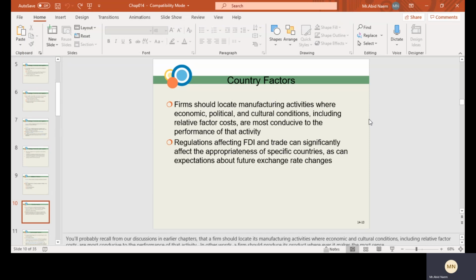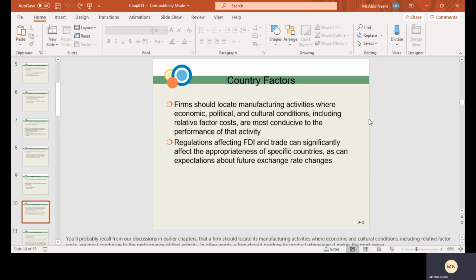Country factors: firms should locate manufacturing activities where economic, political, and cultural conditions, including factor costs, are most conducive to the performance of that country. And they should avoid those countries where the political economy is in turmoil or political stability is not guaranteed, or where cultural conditions, with reference to the tastes and preferences of the target audience or consumers, are somewhat shaky. And then the factors of cost of production, you have to consider them.